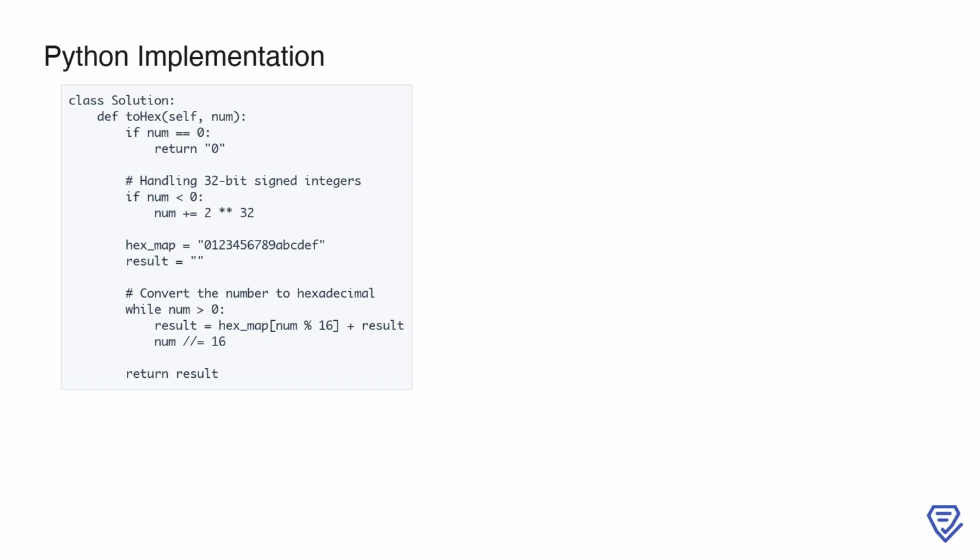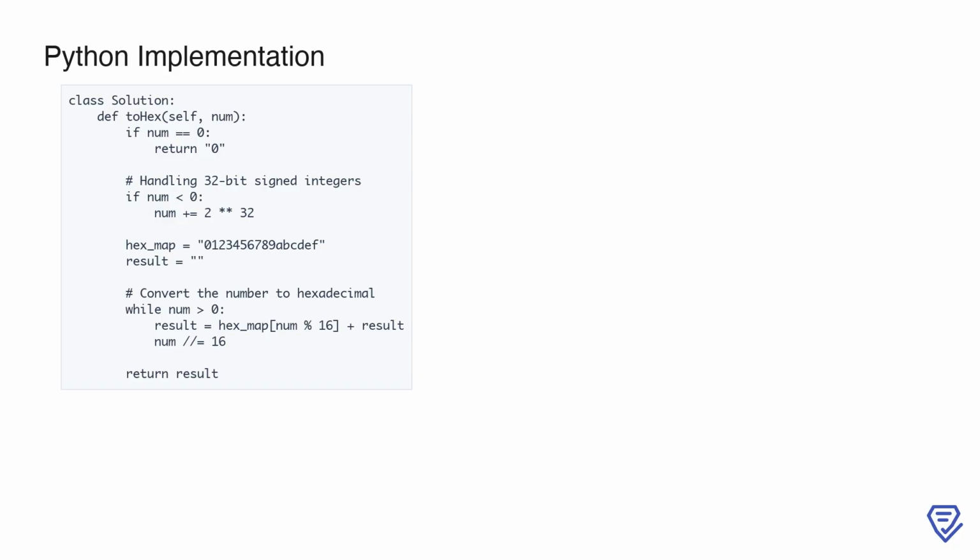The function also handles the case of negative numbers. In Python, integers are signed, but the problem specifies working with 32-bit signed integers. To handle a negative input, the code adds 2 to the power of 32, or 4,294,967,296, to the number. This effectively converts the negative number into its unsigned 32-bit equivalent. Next, a string hex_map is defined, which contains all possible hexadecimal digits, 0 to 9 for values 0 to 9 and A to F for values 10 to 15. This will be used for mapping remainders to their respective hexadecimal characters.